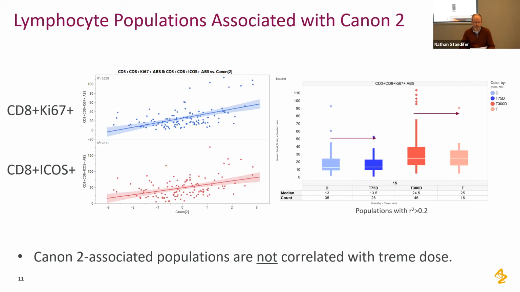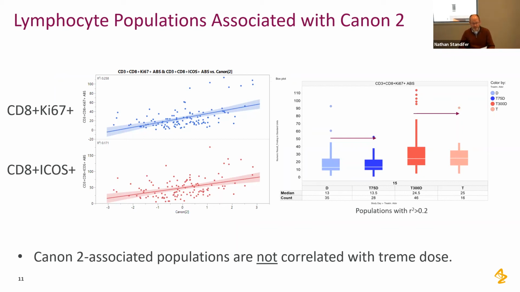Analysis of the relationship between treatment arms and proliferating CD8 cells, or CD8 Ki67 T cells, revealed a saturable relationship in which maximum counts were observed in patients receiving the T300 plus D, and the counts did not increase in patients receiving twice as much TREMI, or those receiving the T monotherapy. And that's shown on the right-hand side of the slide in the box plots. Similar associations were observed with the CD8 positive ICOS positive T cells. These findings reveal that some other variable must account for these Canon 2 associations, and we next sought to investigate these potential variables.